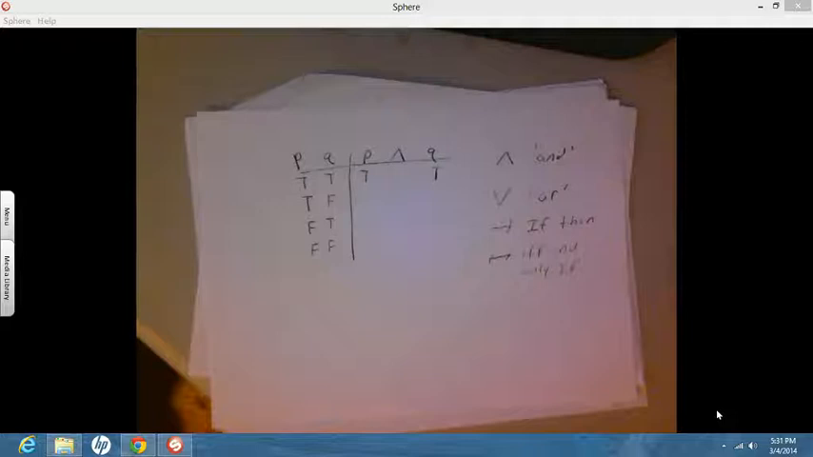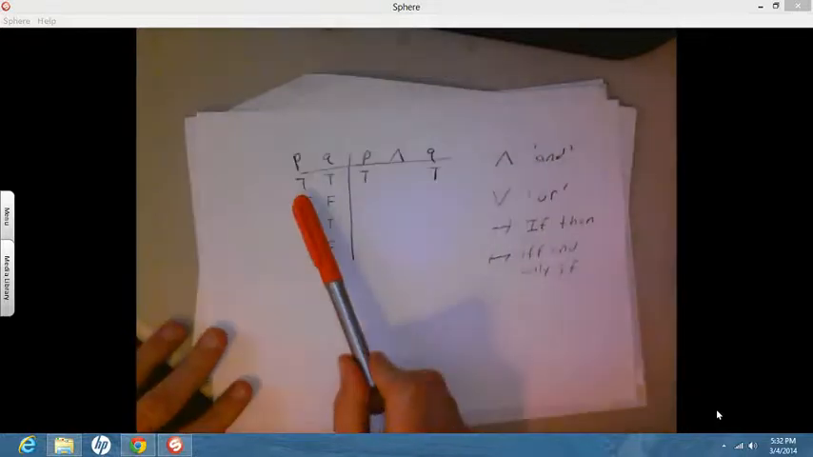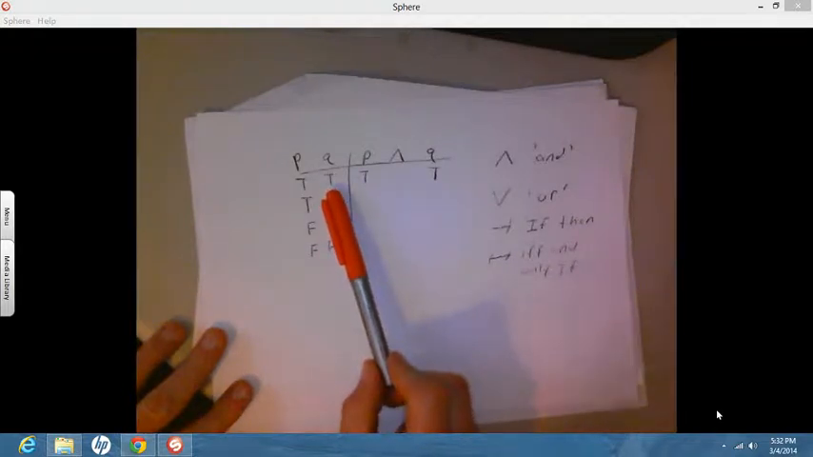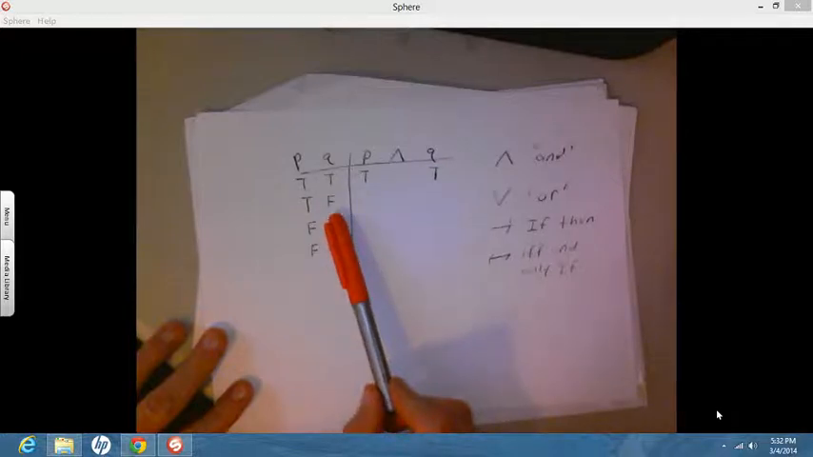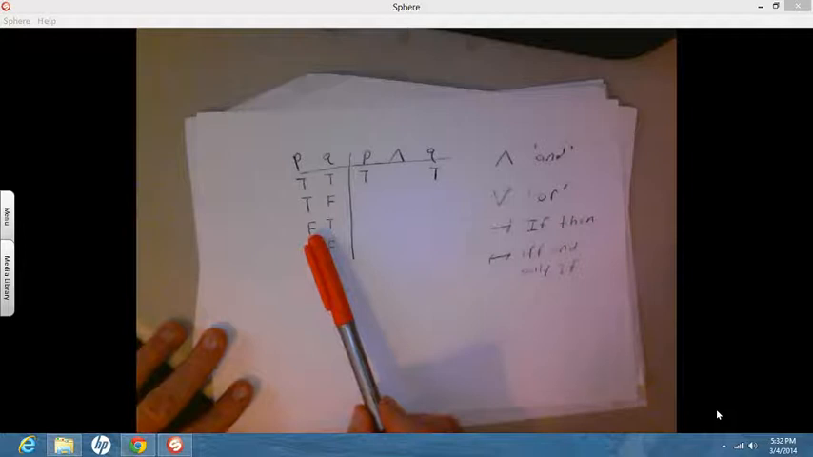Okay. So I already started doing the conjunctive one, which is the and. And for this one, what we did is I wrote out the possible values for P and Q. The first case is that P is true and Q is also true. And the next case is that P is true and Q is false. Well, P could be false and Q could be true, or they could both be false. Now here's how the conjunctive table goes.